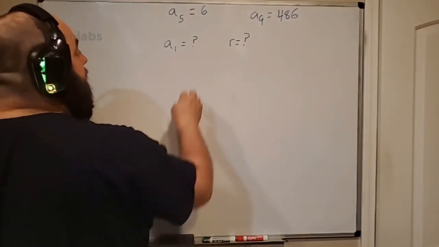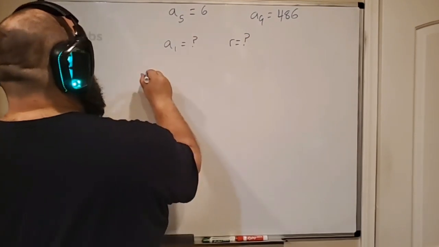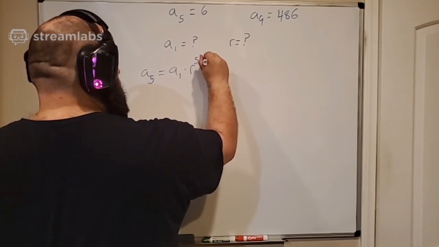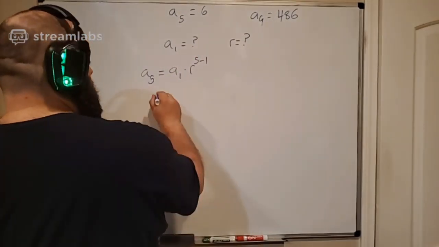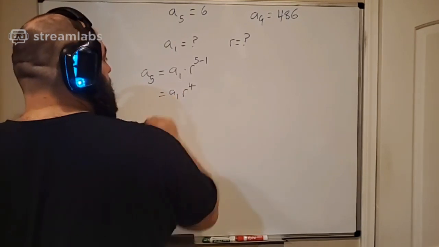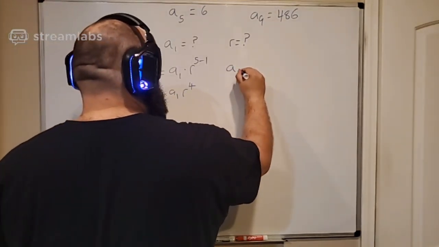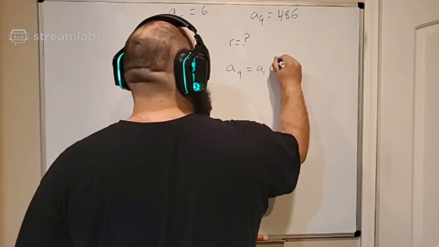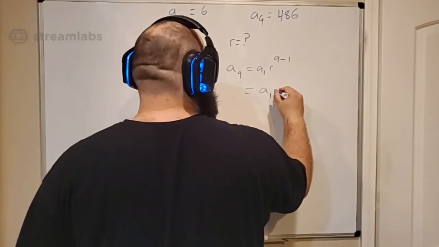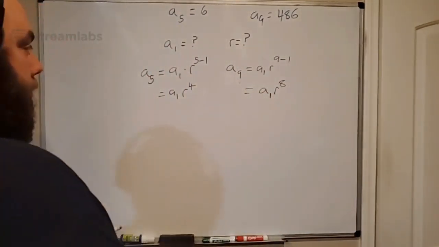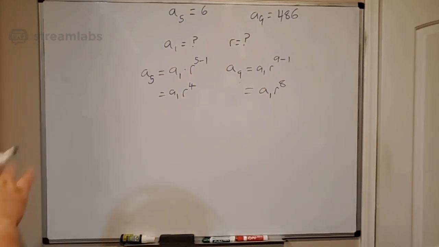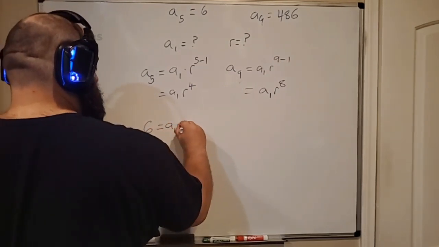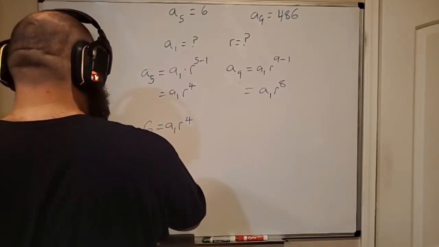Well, I could write a sub 5 as a sub 1 times r to the 5 minus 1, or as a sub 1 r to the 4th. And I can write a sub 9 as a sub 1 r to the 9 minus 1, or a sub 1 r to the 8th. And I now have two equations with two variables. Very specifically, I have 6 is equal to a sub 1 r to the 4th, and I have 486 is equal to a sub 1 r to the 8th.